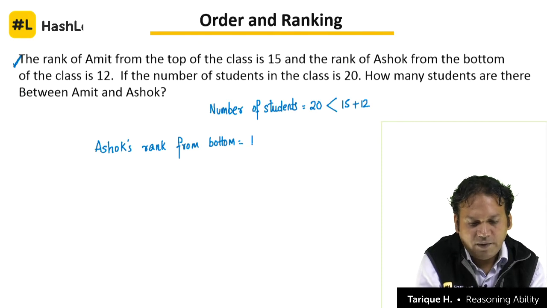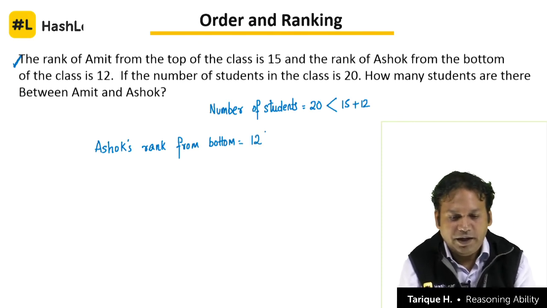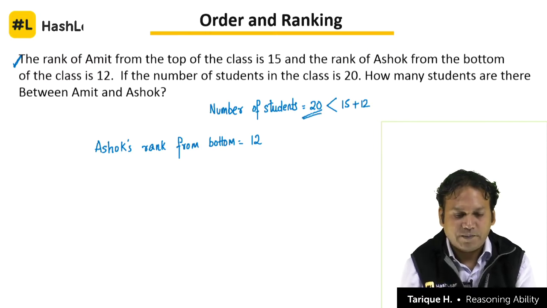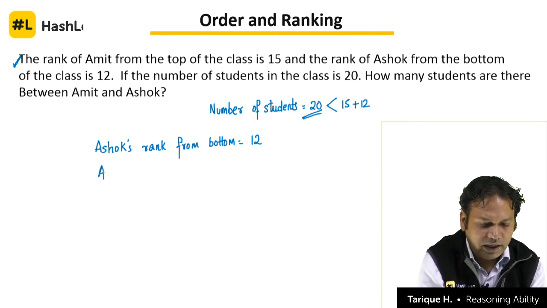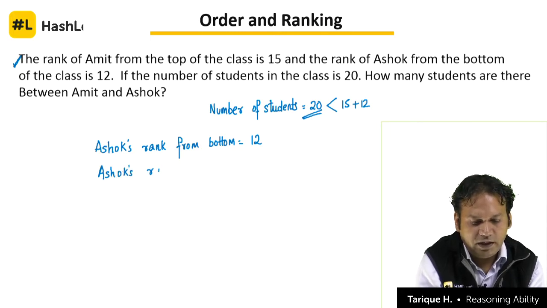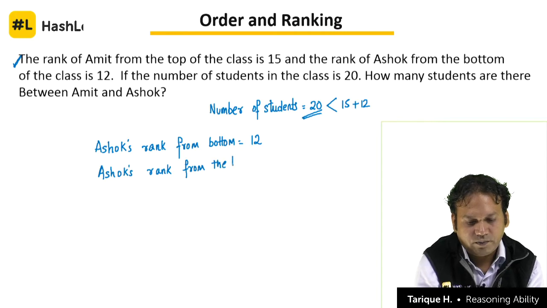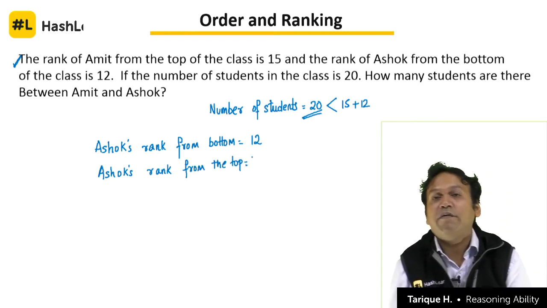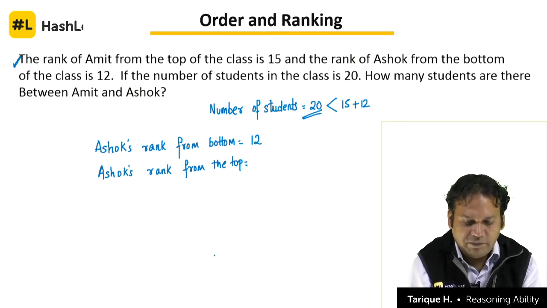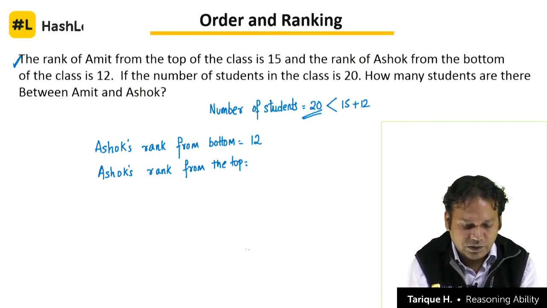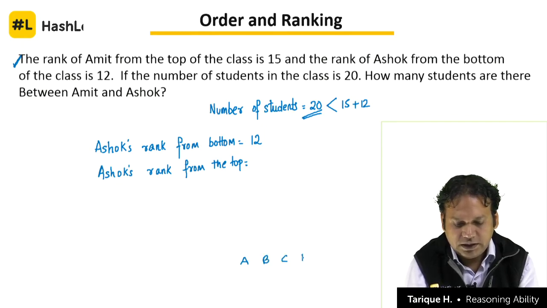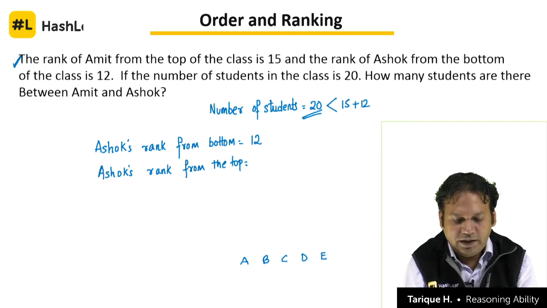If Ashok's rank from the bottom is 12 and number of students in the class is 20, then what will be Ashok's rank from the top? Can you find out directly what is Ashok's rank from the top? This is what we will have to find out. Let us say there are 5 persons. I will take one short example and explain this to you. Let us say there are 5 persons A, B, C, D and E, and they are ranked from the top.